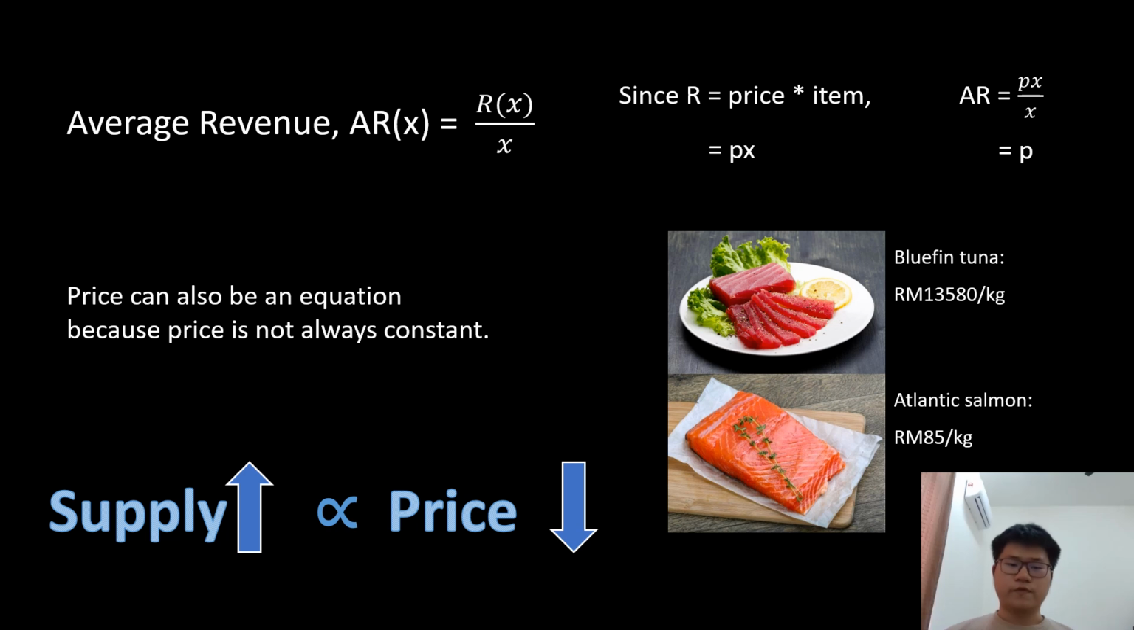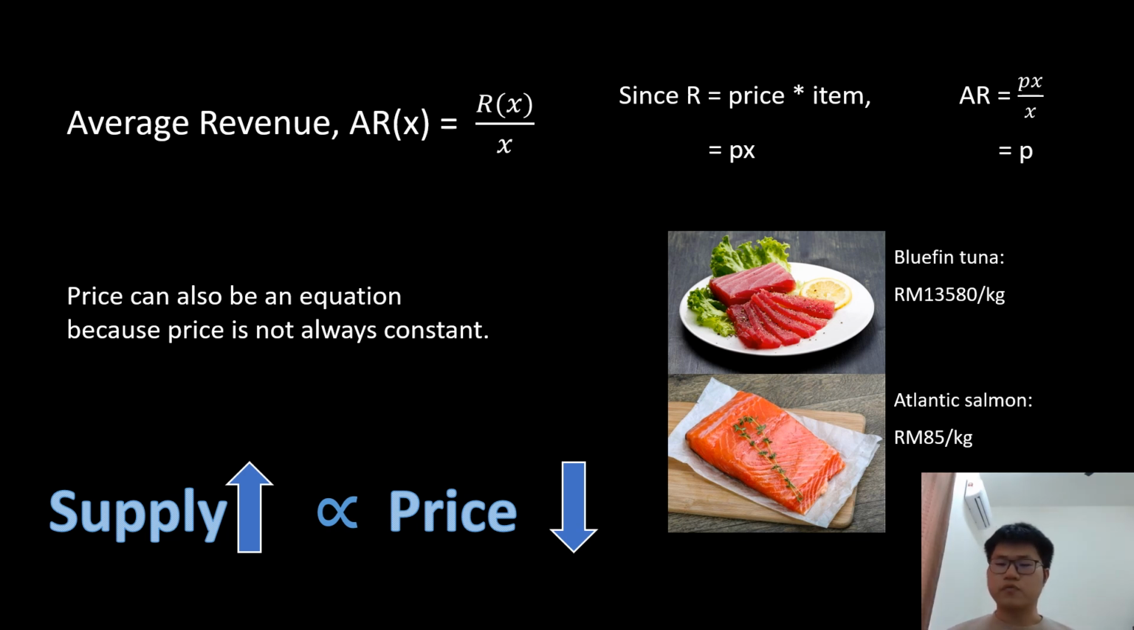About the average revenue, the same, we just divide the revenue function by x. Since revenue is already the price times the number of items, when we divide it again by the number of items, it just gives us the price or the price function. Yes, price can also be an equation, because in most cases mathematics questions just give us a price and tell us to find something else, but in the real world, price can vary, because it is affected inversely by the growth of supply.